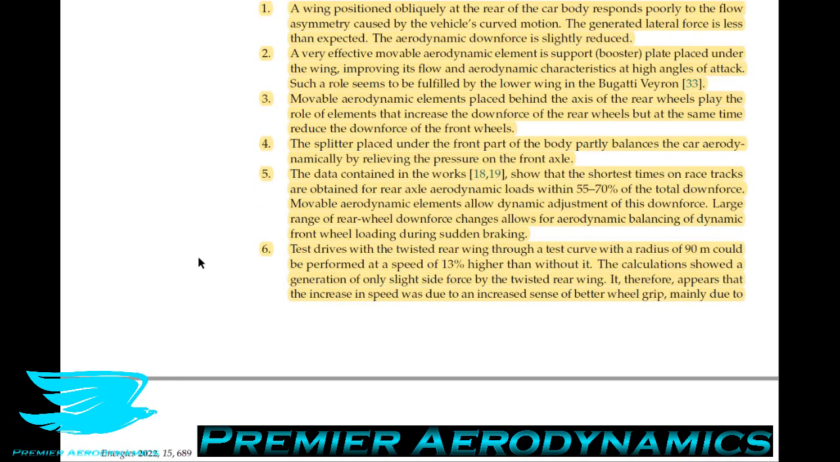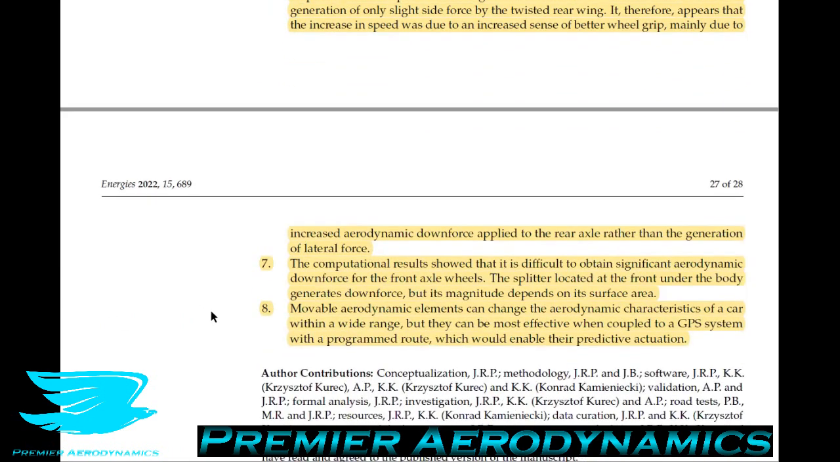The sixth conclusion from this paper is that test drives with a twisted rear wing through a test curve with a radius of 19 meters could be performed at speeds of 30% higher than without it. So in other words, we found just now that with this body kit kind of thing, you could go around corners 30% faster than without it. So that's pretty sweet. And that's without losing grip as well.